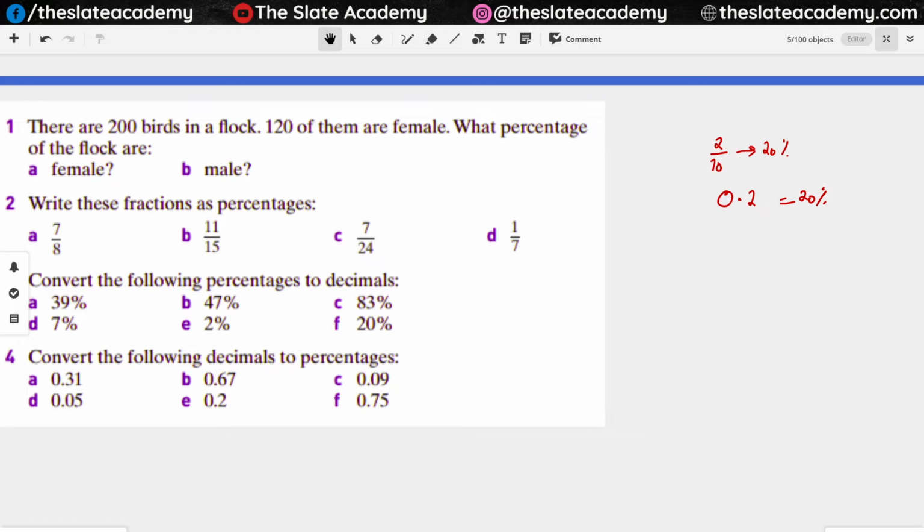Percentage. Miss Noor? No, 80 wouldn't be a percentage. Miss Noor, answer for this question number one. We have to give the answer in percentage. There are 200 birds in a flock. Out of those 200, I know 120 are female. So out of a total of 200 birds, 120 are female. What is the percentage of female birds in the flock and what is the percentage of male birds in the flock?